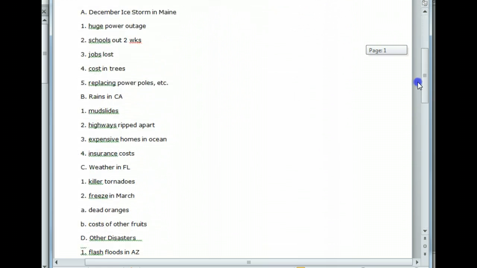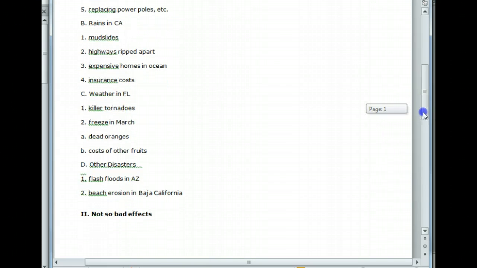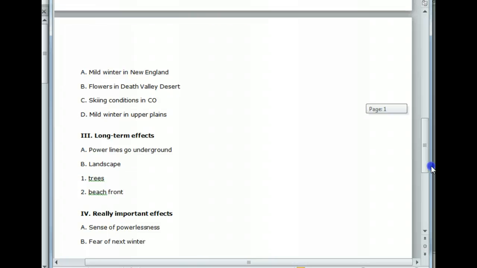Moving down the page, let me show you another one. For example, C, weather in Florida. For weather in Florida, we have killer tornadoes, freezing March, dead oranges, and so on. Other disasters, the only thing with this example is not indented, but you have all the main elements. Then the second major point or main idea, not so bad effects, and then it lists what is not so bad, long-term effects, and so on. So you get an idea.